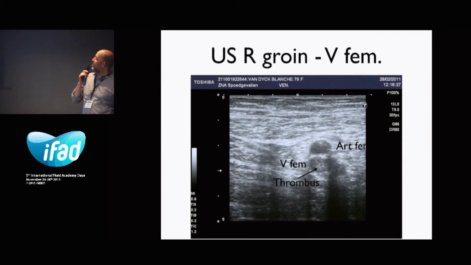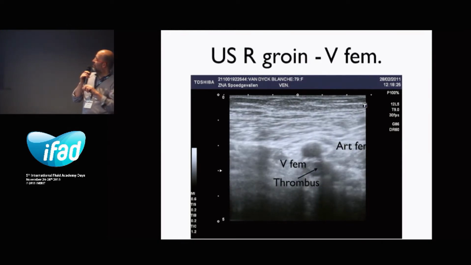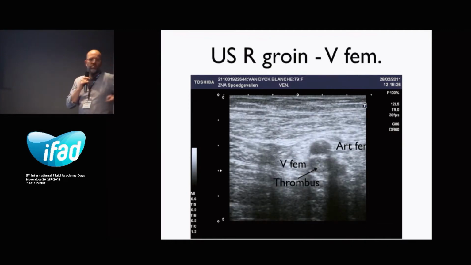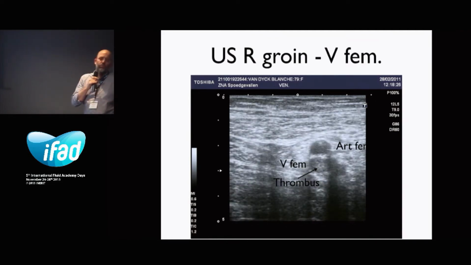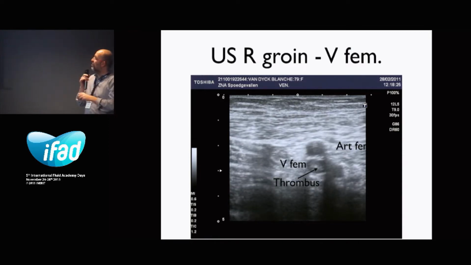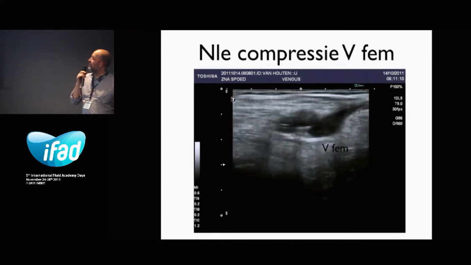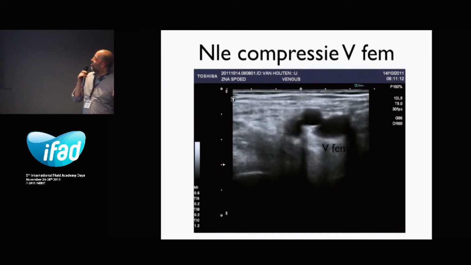I think this is from another patient. You really see the thrombus in the vein. It's very simple. When you see it, you have a positive sign, you have a diagnosis. When you don't see a thrombosis, you cannot make a definite diagnosis, but with positive scans, you have a diagnosis. This is a normal compression again.